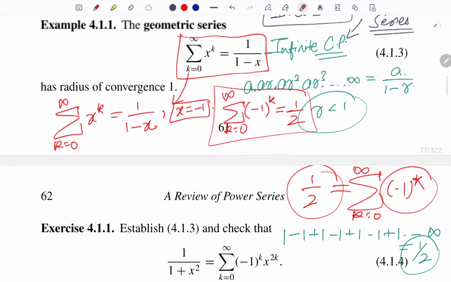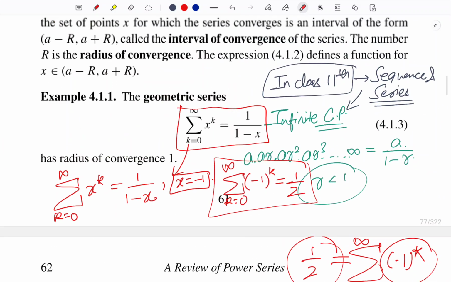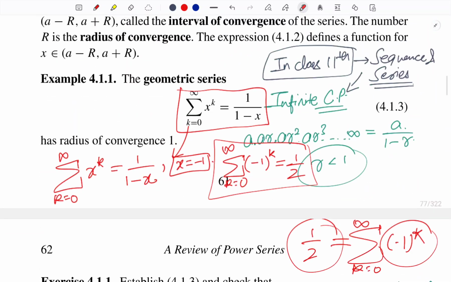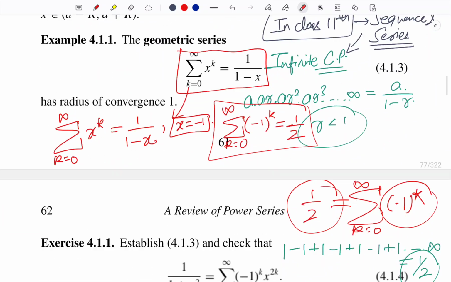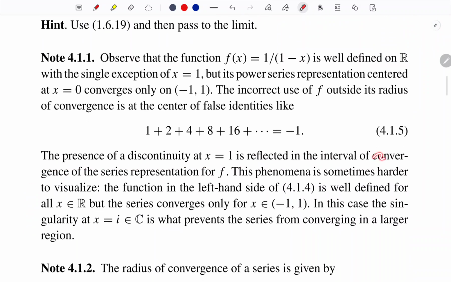Let me just conclude this. When you plug in x as 2, it's just talking about the boundaries of x. Because just look, the presence of the discontinuity at x equals 1 is reflected in the interval of convergence of this series representation of x.